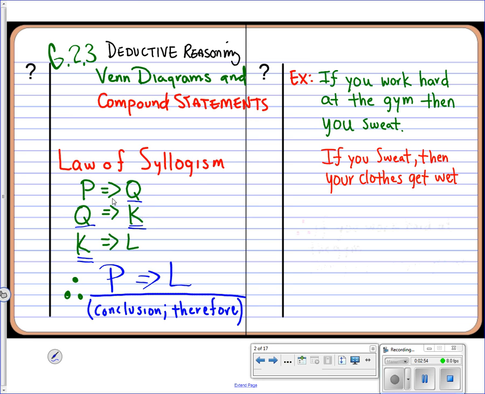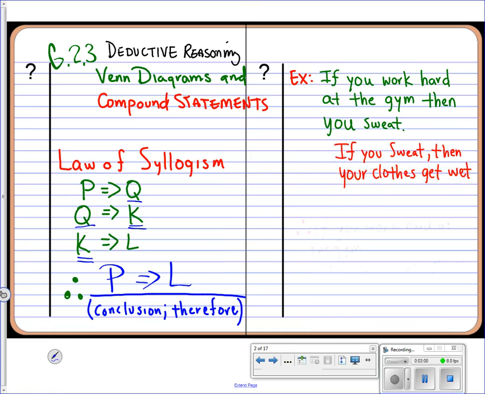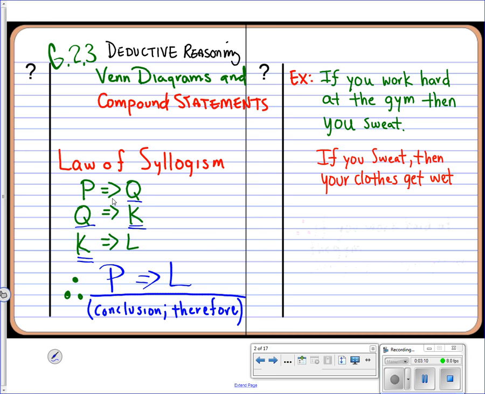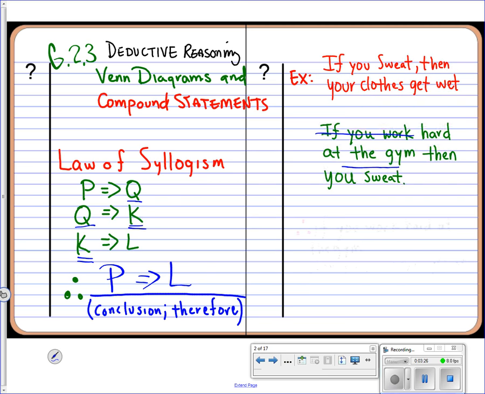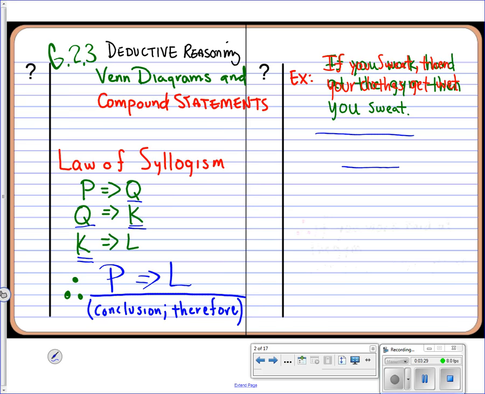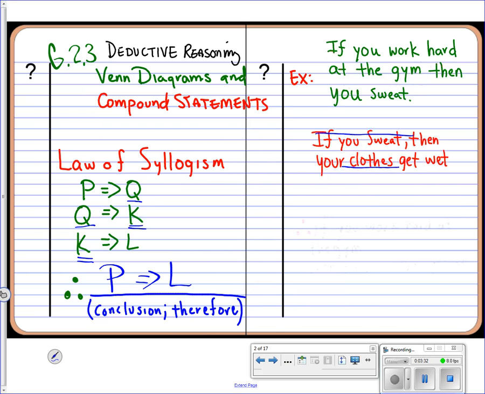That's a logical conclusion. Now, I'm going to look at an example of this, and I'm just going to use 2 conditional statements. Again, the example I just showed you over to the left has 3. I'm going to use the law of syllogism on this, and what I notice is if you work hard at the gym, then you sweat. That's the conclusion of the first sentence. If you sweat, that matches the hypothesis of the other one. If for some reason these things were reversed, then I would rearrange them to get them in the correct order.